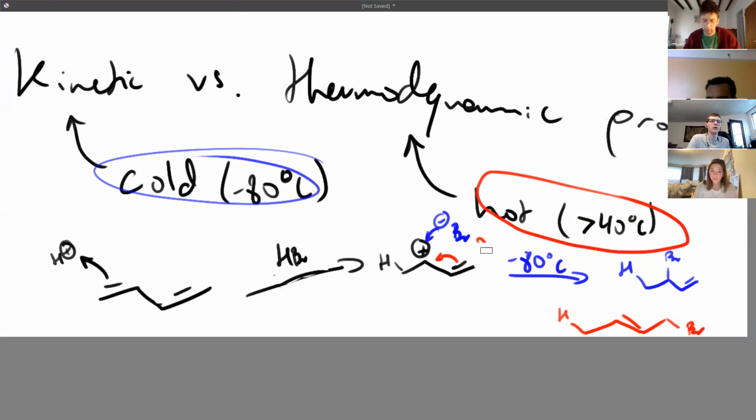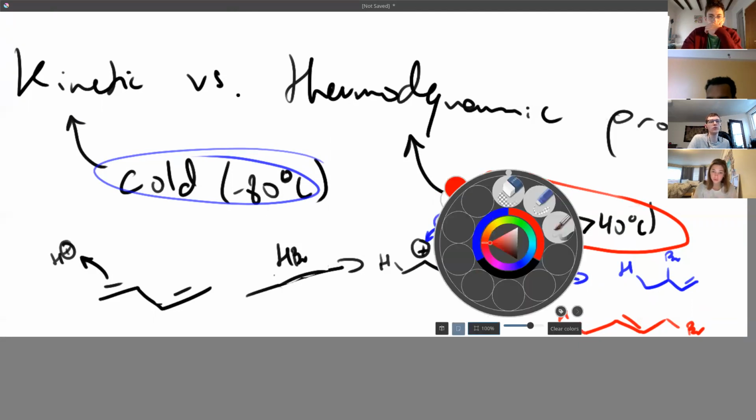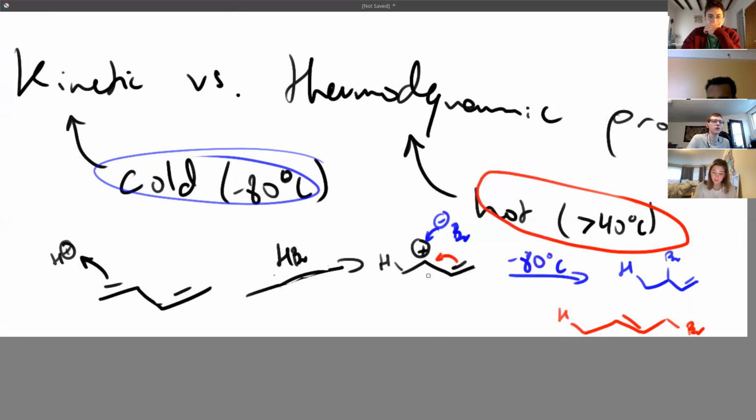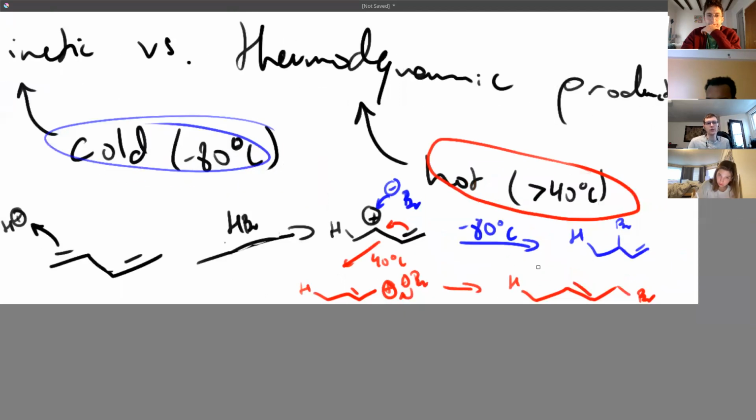Yeah. So this double bond will move. It'll move over. So we'll move it here. There'll be a plus charge. And now the bromine goes in and attacks. Yeah. Right. Thank you for that.